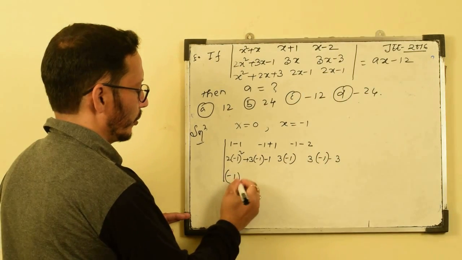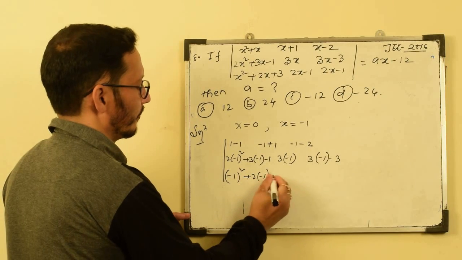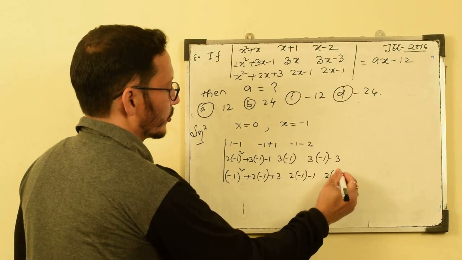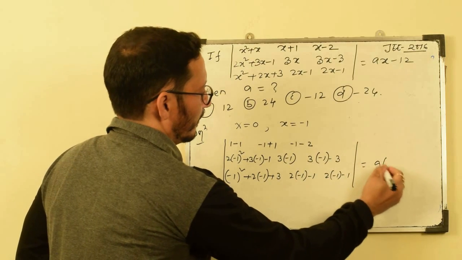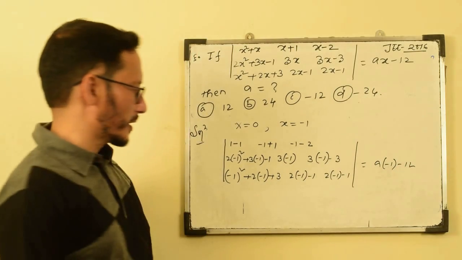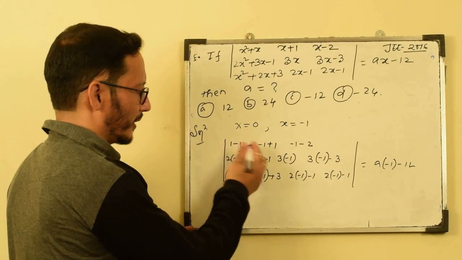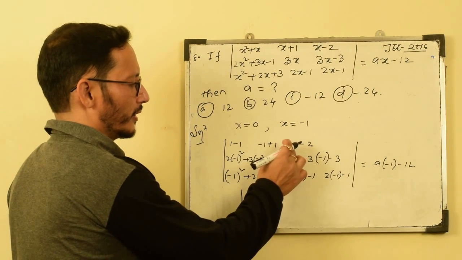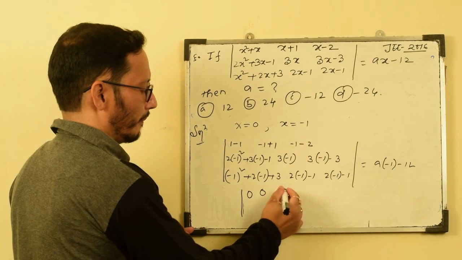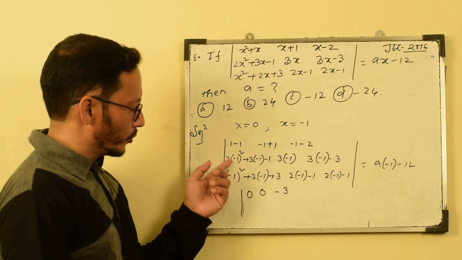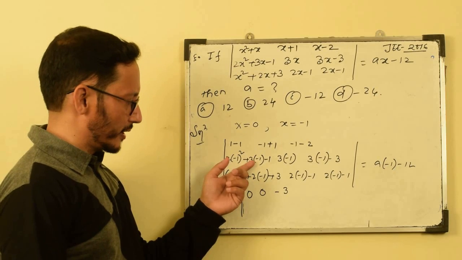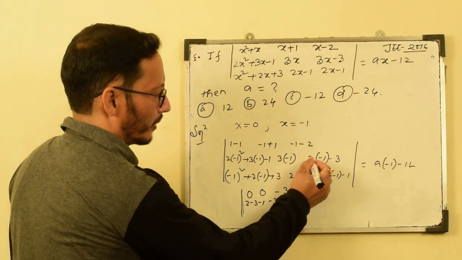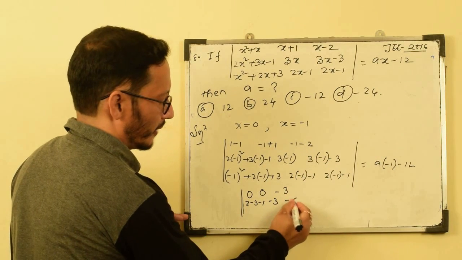Again, minus 1 whole square plus 2 minus 1 plus 3. Then this one will be 2 minus 1 minus 1, and I am getting here a minus 1 minus 12. If I simplify it, 1 minus 1 plus 1 gives you 0. Minus 1 minus 2 gives you minus 3. This one will be 2, and this one will be minus 3. 2 minus 3 minus 1 minus 3, this one will be minus 3 minus 3, which gives you minus 6.